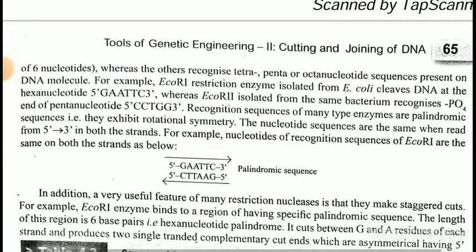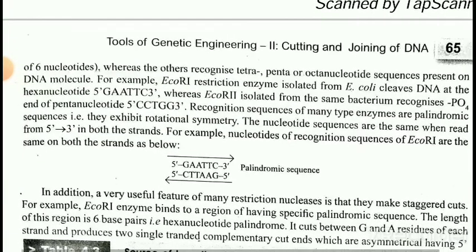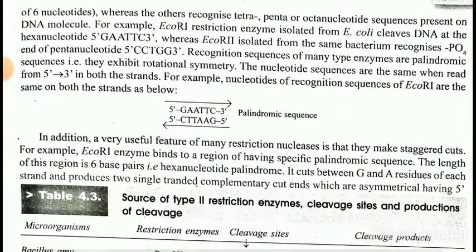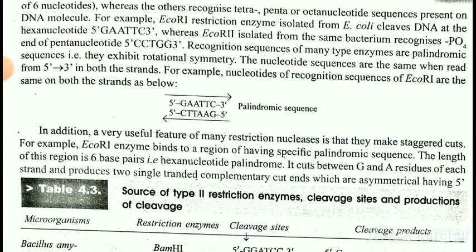For example, EcoRI restriction enzyme isolated from E. coli cleaves DNA at the hexanucleotide 5' GAATTC 3', whereas EcoRII isolated from the same bacterium recognizes the pentanucleotide 5' CCTGG 3'. Recognition sequences of many type 2 enzymes are palindromic sequences, i.e. they exhibit rotational symmetry. The nucleotide sequences are the same when read from 5' to 3' in both the strands. For example, nucleotides of the recognition sequence of EcoRII are the same on both the strands as below.